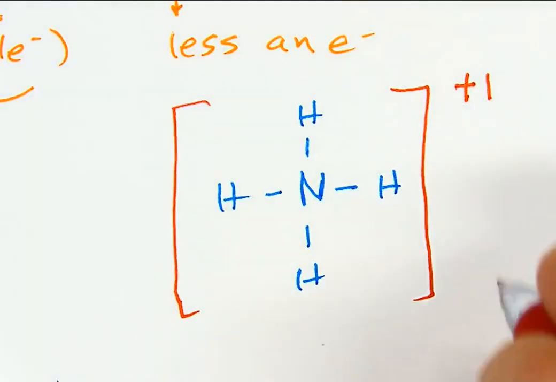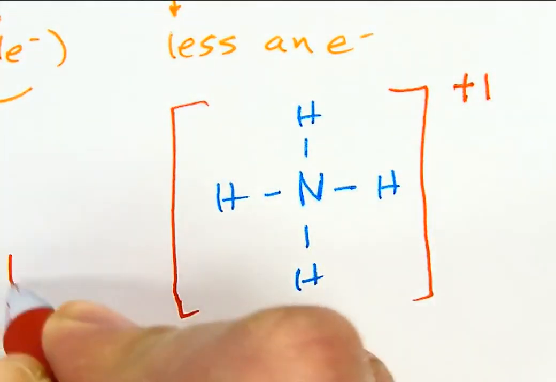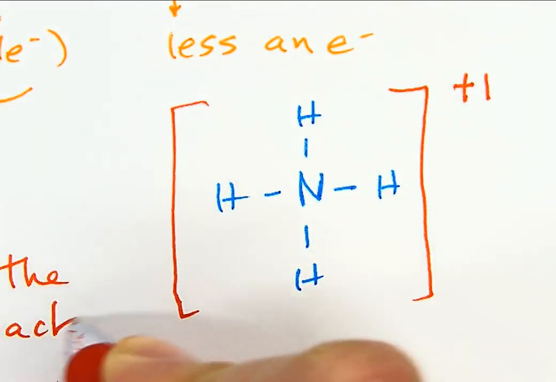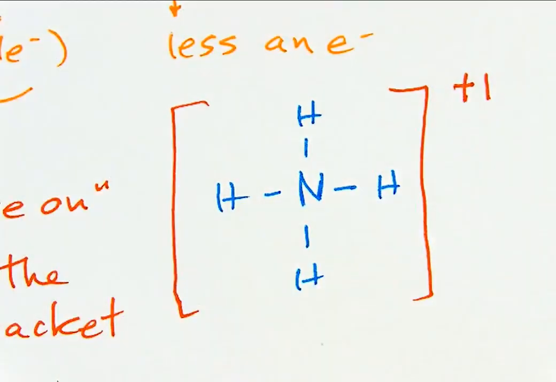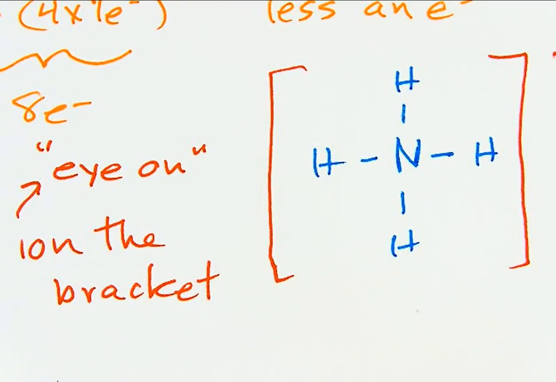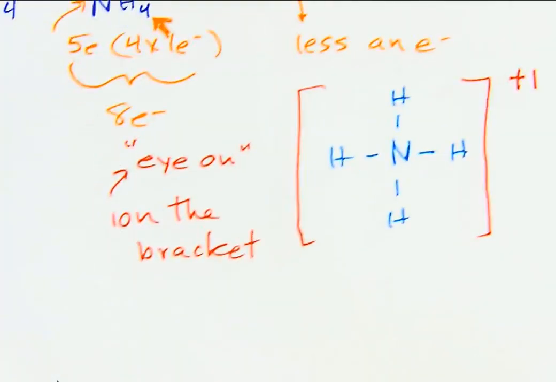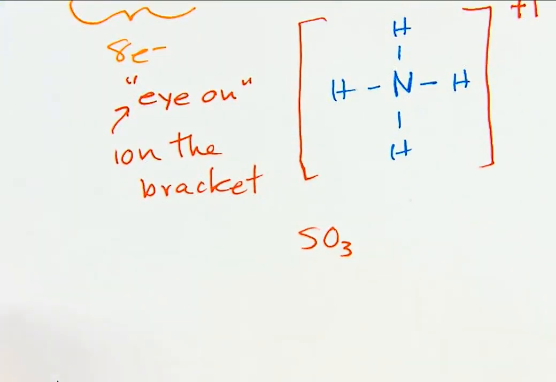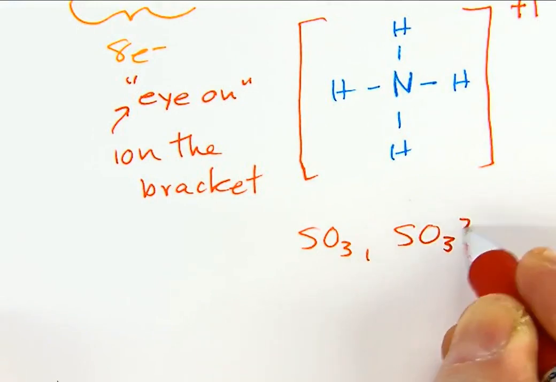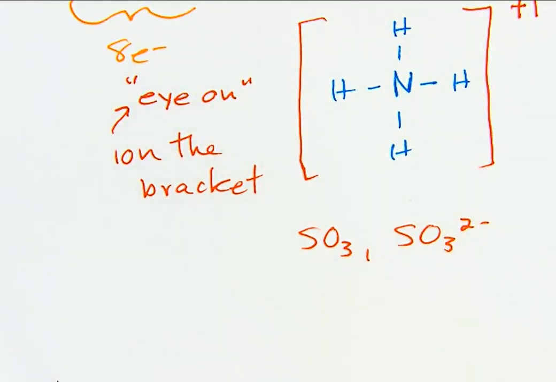The phrase I use is to keep your eye on the bracket. When you have ions, look for the bracket. The reason is that sometimes we have 2 structures that we would get confused if we didn't have the bracket. A classic example would be SO3, which is sulfur trioxide, a poisonous gas. But we also have SO3 2-, which is called the sulfite ion. These 2 are different. This one would get brackets and this one would not.